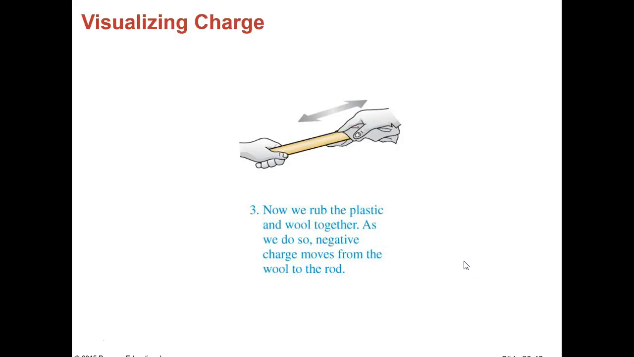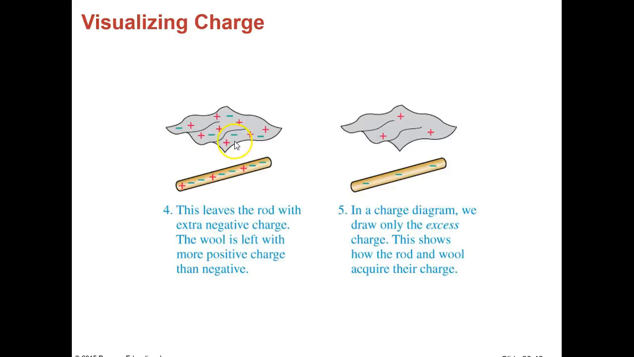If I rub the two together, the negative charge will actually move from the wool onto the rod, and we'll end up with more negative charges now on the rod and more positive charges on the wool. We can go through and see that we have 3 positive and 6 negative. So the overall net effect here is we have 3 negative charges on the rod, and now we have 3 positive charges on the wool. So we're just showing the excess in this picture, and in this picture we're showing the total charges. Typically what we want to do is show just the excess charges, and that helps us see what charge the object is overall.